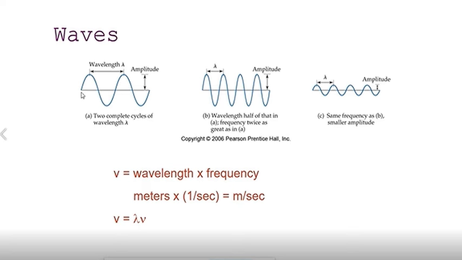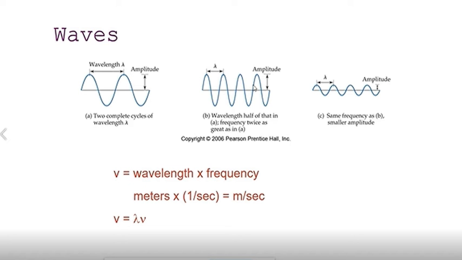Wavelength lambda, complete cycle. That means this shape is repeating here, and the wavelength is not changed. Then the wavelength is half of that in A. Now you are reducing your wavelength to half of this one, then the frequency is twice. If you reduce the wavelength, your frequency is increasing. But the amplitude is the same.